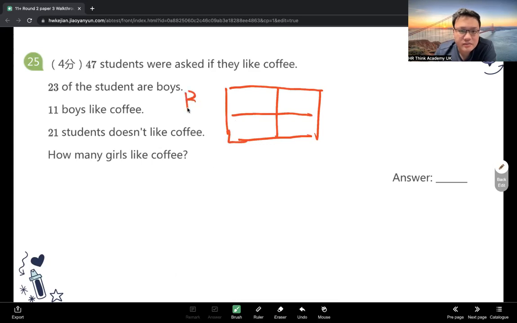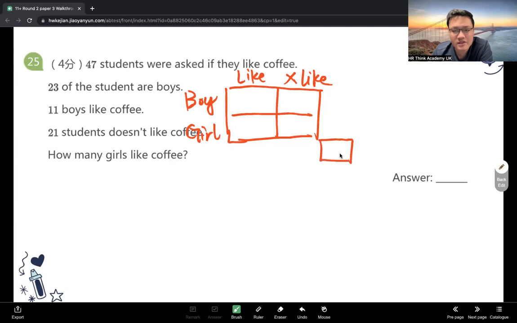Let's see, this is boys, and this is girls. And then for this one, you can have like or don't like, or cross like. Just make it brief. Now, you know that 47 students, right? So the total will be 47. And then 23 of the students are boys. That means in this row, the sum equals 23. And that way you're gonna know the total number of girls, right? You just use 47 minus 23. That gives you 24.